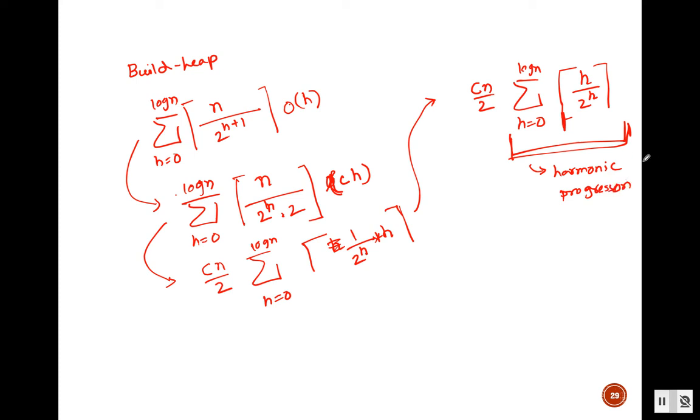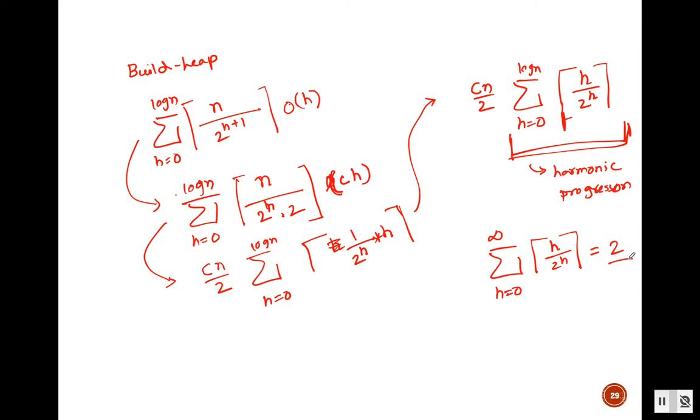So, harmonic progression. With the harmonic progression, h from 0 to infinity, of h divided by 2 to the power h, the value is actually 2. We are not going to prove that, but just know that this is a harmonic progression, from h equals 0 to infinity, and the value of this progression is equal to 2.